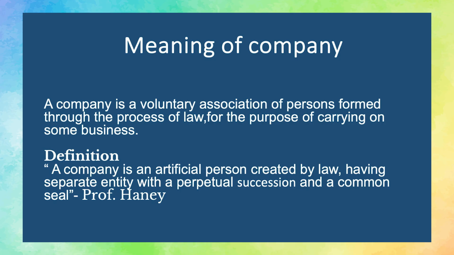Dear learners, in class 11th, you all have studied about the company and its types. A company is a voluntary association of persons formed through the process of law for the purpose of carrying on some lawful business. The definition of company given by Professor Hannay is: a company is an artificial person created by law having separate legal entity with a perpetual succession and a common seal. Now, we discuss various types of companies based on the above features.